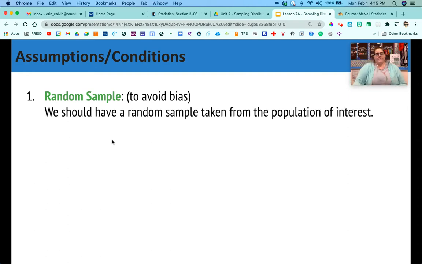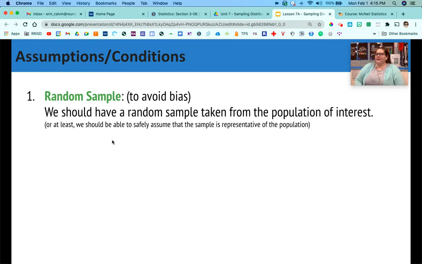So we should have a random sample taken from our population of interest, or at least we should be able to safely assume that the sample is representative of the population, that the sample looks like the population and that it represents it well in terms of whatever proportion I'm trying to find.